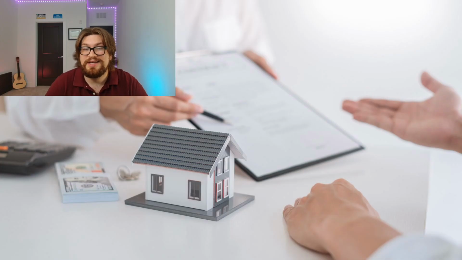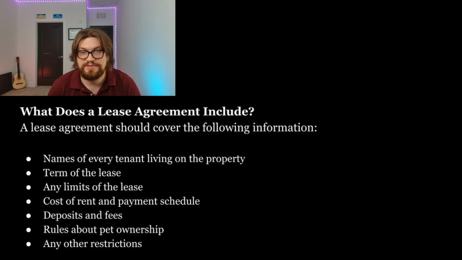So this is all outlined in something called a lease agreement, and I'll put this on the screen. Basically, a lease agreement should cover the following information: the name of every tenant living on the property, the term of the lease, any limits to the lease, the costs and rent and payment schedule, deposits, fees, rules about any pets, things like that, and any other restrictions.